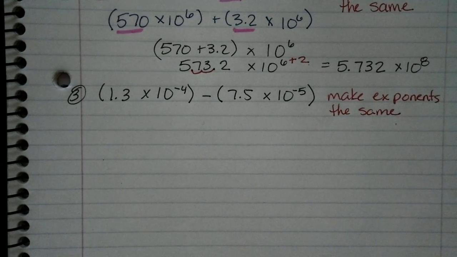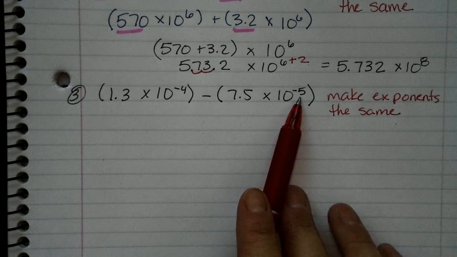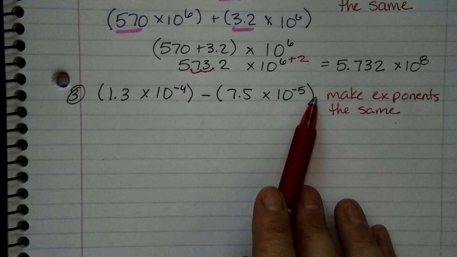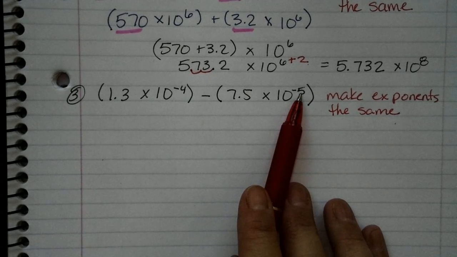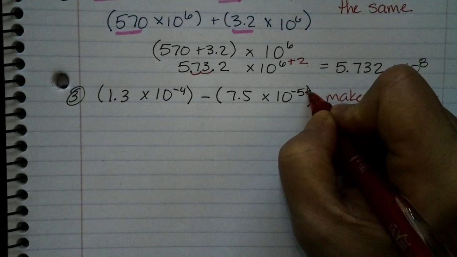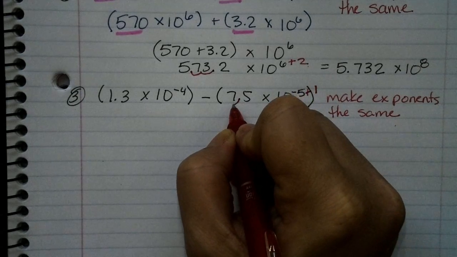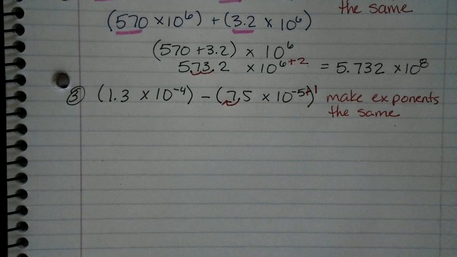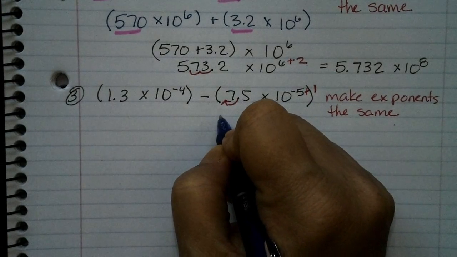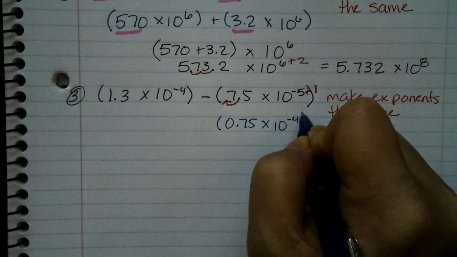All right, and so looking at these, they're negatives. Remember, this one's closer to 0. So I can add 1 to this to get it to be -4. If I add 1 to this, remember that means I'm moving my decimal to the left. So I'm going to move my decimal to the left 1 spot. So now I have 0.75 times 10 to the -4th power.